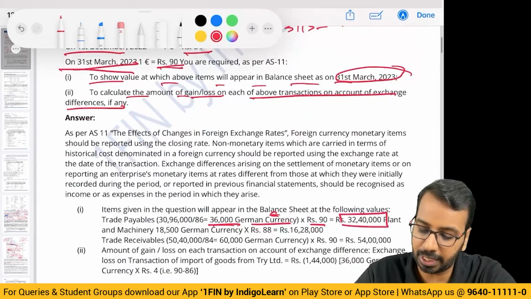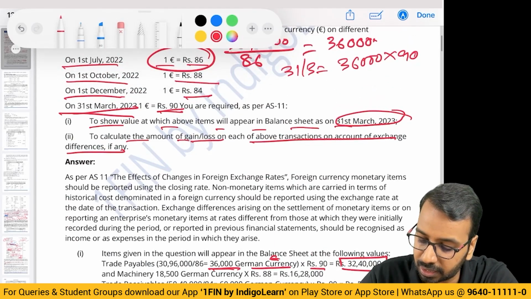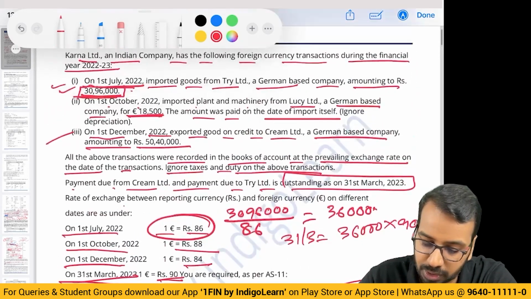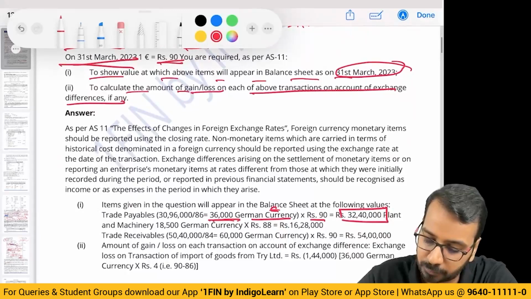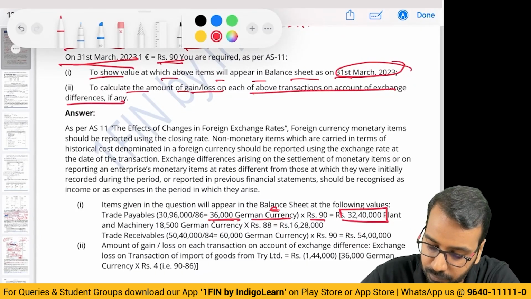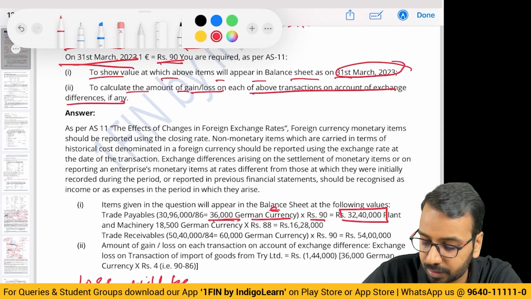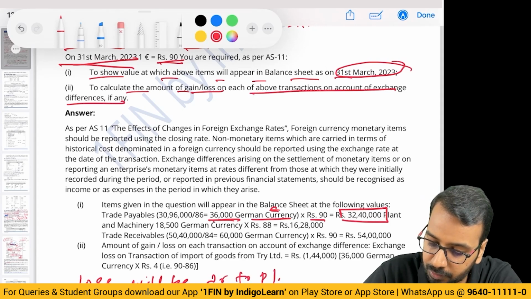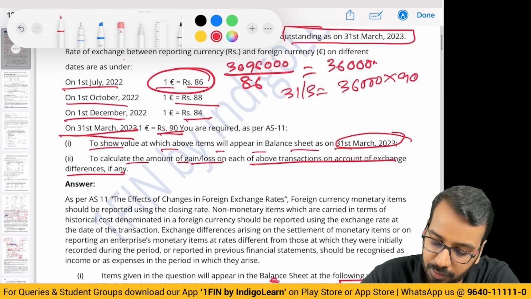Then what will happen to gain? This is imported, so there is a loss. So loss will be debited to P&L.